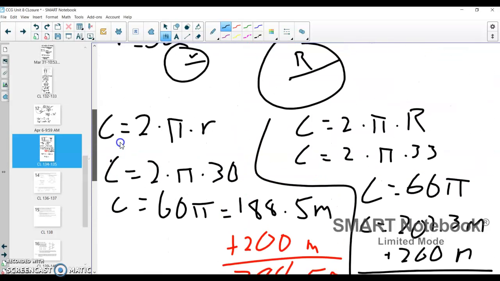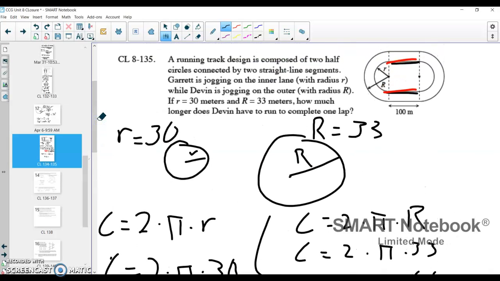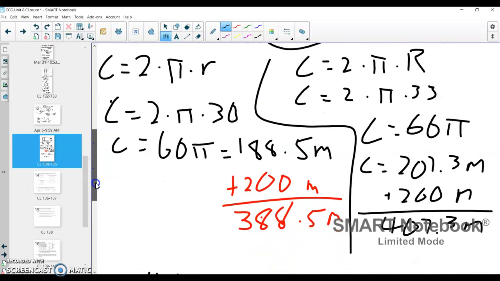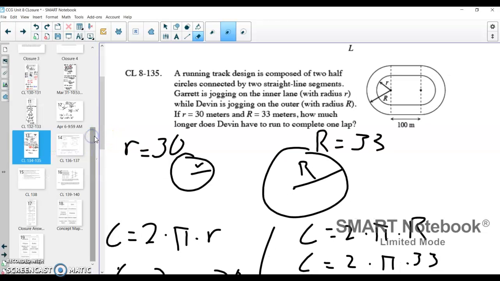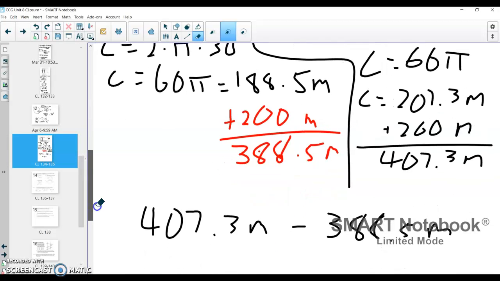Just to recap the big ideas here, I found the circumference of the circle because I took out this middle part to start. I saw it as a circle with small r and a circle with big R. Then I found the circumference of those two circles and made sure to add 200 meters to both of them, because there are 200 meters worth of straightaways that I was cutting out from the circles. So I had to add it back in at the end. By finding the circumference and adding those two straightaways, I found the two distances around the track.